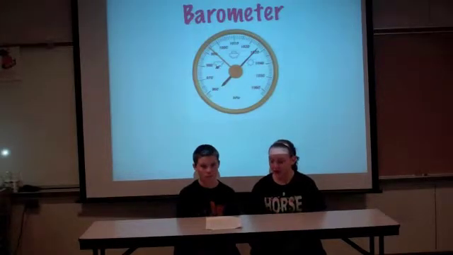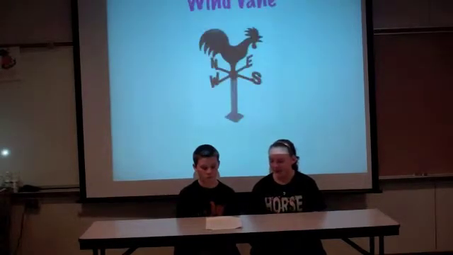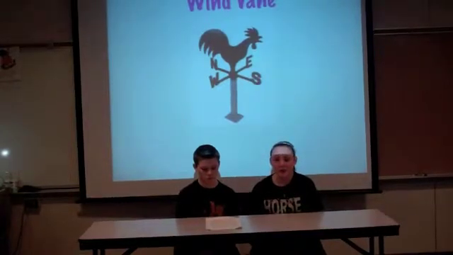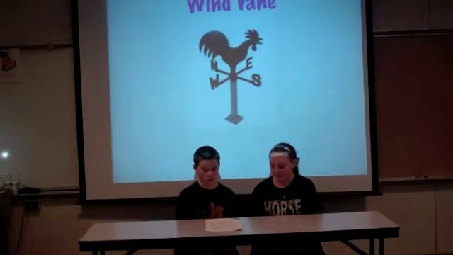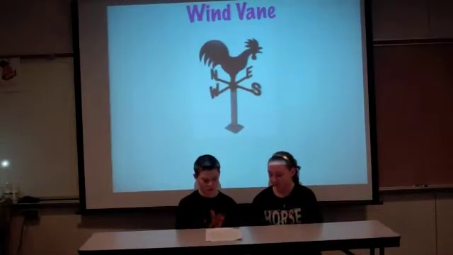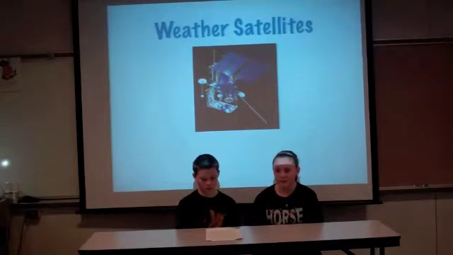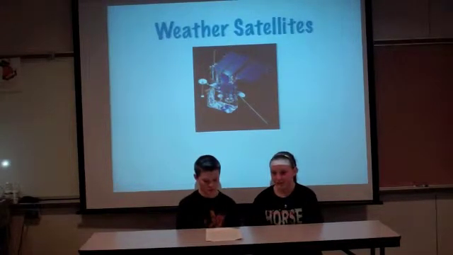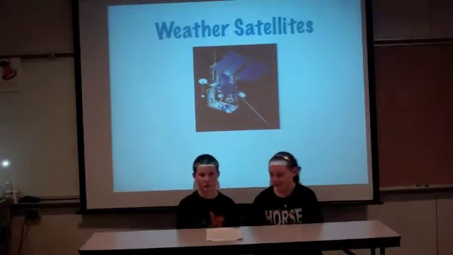The next tool we are going to show you is called the wind vane. It is used to tell which direction the wind is blowing. This is commonly found on top of barns. This next tool is for all those tech people out there. It's called the weather satellite. It takes pictures from Earth to space. You can see the eye of a hurricane from this little camera.